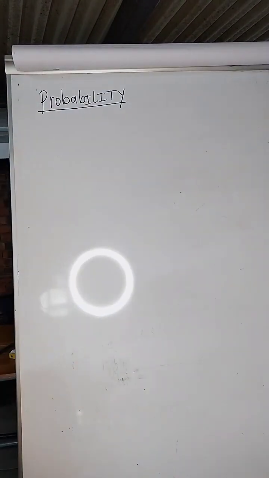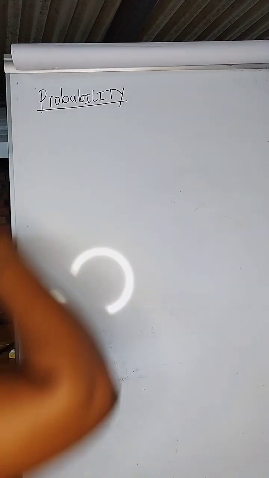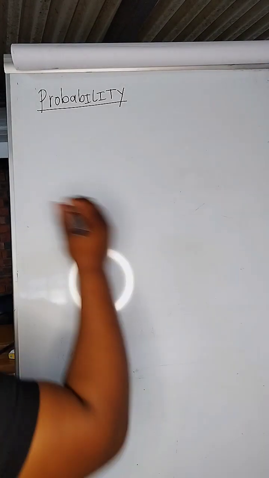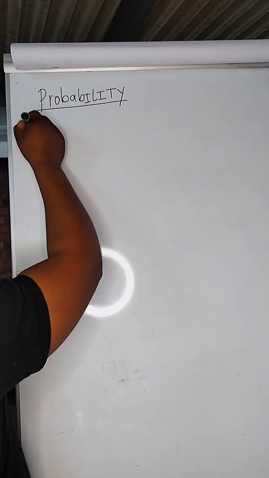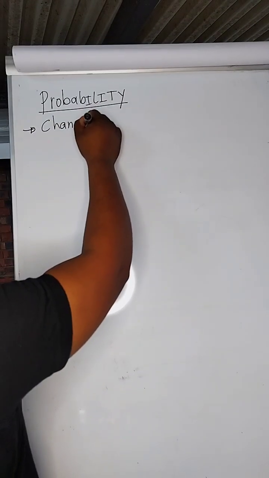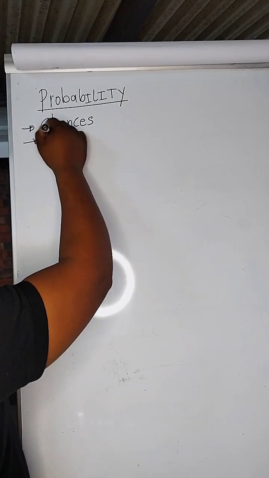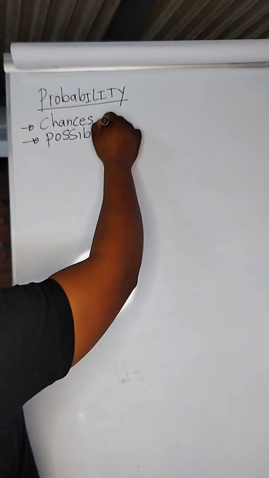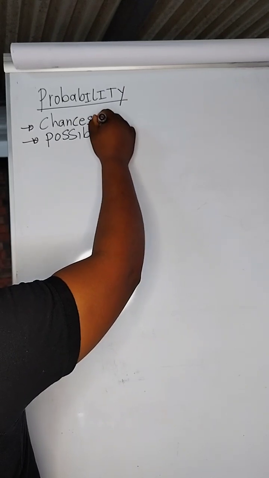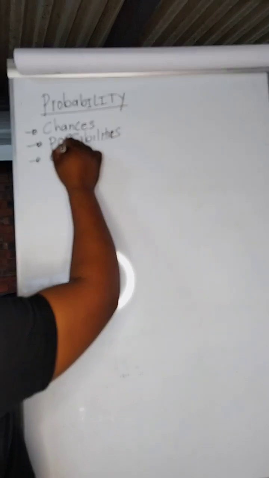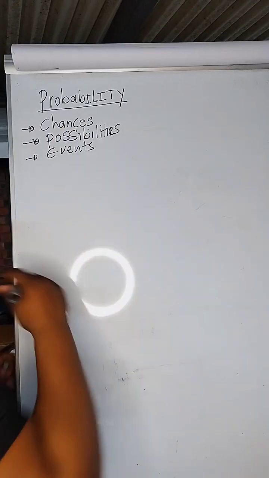Okay, now today let's deal with probability. Whenever we deal with probability, number one, we'll have to look at it from grade 10. Probability deals with chances. It deals with possibilities. So possibilities, that is what it deals with, and it also deals with what we call events. So what does it mean?